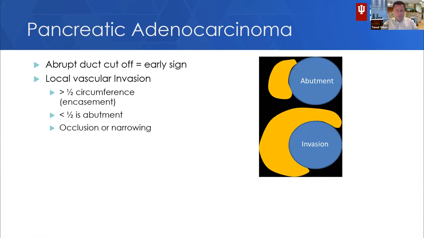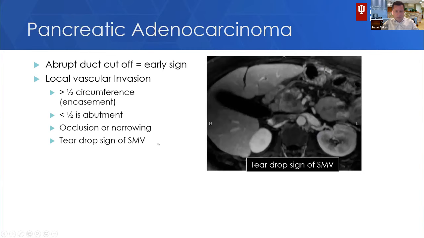And in terms of the local invasion, if the pancreatic cancer is causing less than 180 degree abutment of the vessel, then it is only abutment. But if it is abutting more than 180 degrees, then it is considered invasion. This makes the surgical success much less likely, if not impossible.